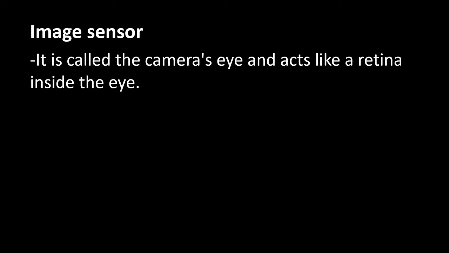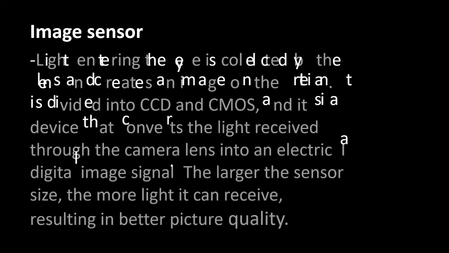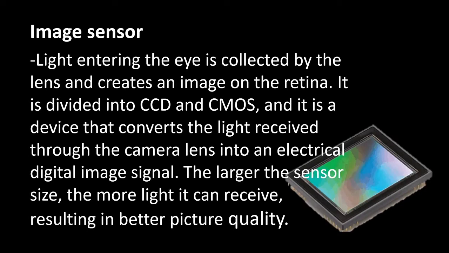Image sensor. It is called the camera's eye and acts like a retina inside the eye. Light entering the eye is collected by the lens and creates an image on the retina. It is divided into CCD and CMOS, and it is a device that converts the light received through the camera lens into an electrical digital image signal. The larger the sensor size, the more light it can receive, resulting in better picture quality.